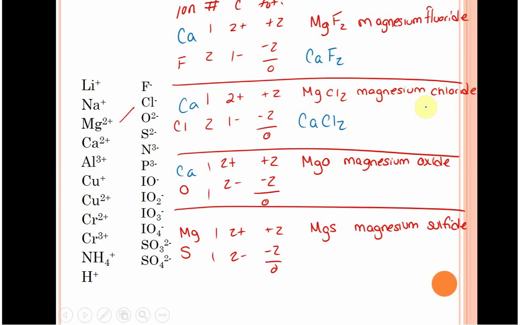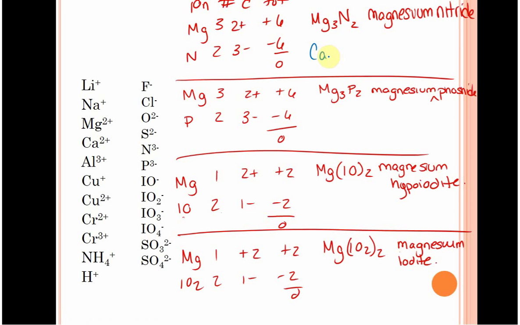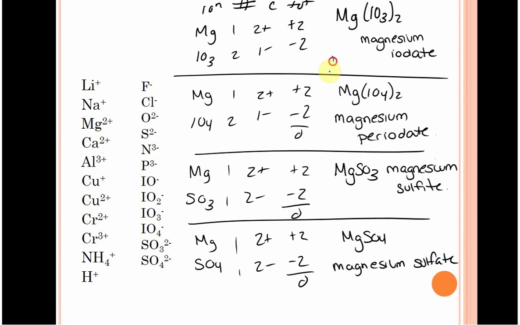CaCl2 for calcium chloride, CaO for calcium oxide. The ratio is going to end up being the exact same. The only difference is you're going to replace magnesium with calcium. So calcium phosphide is going to be Ca3P2. Same as all of these. Ca(IO)2 is calcium hypoiodite. Calcium iodite is Ca(IO2)2. All of these are going to look exactly the same. Calcium sulfite, calcium sulfate. Only difference is Mg has been replaced with Ca. That is it.